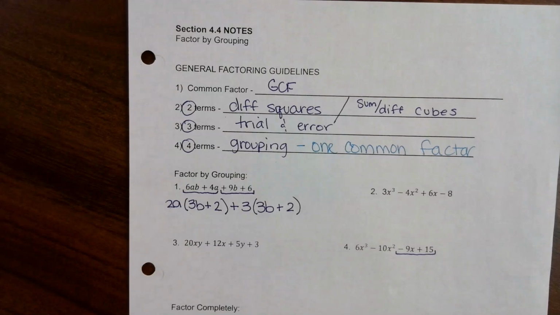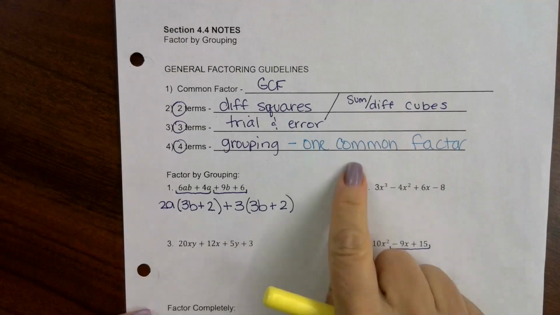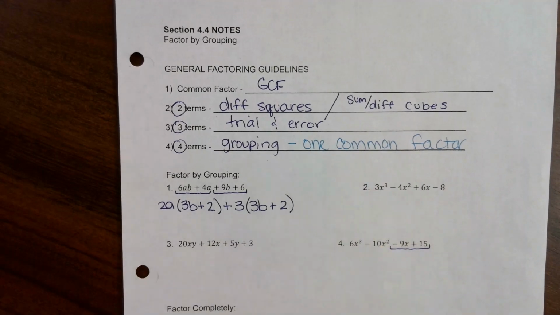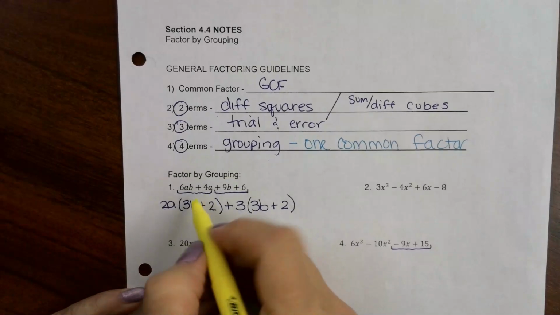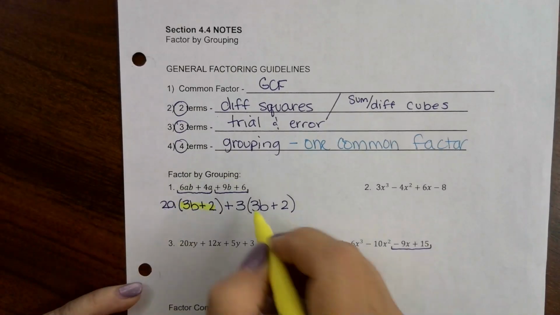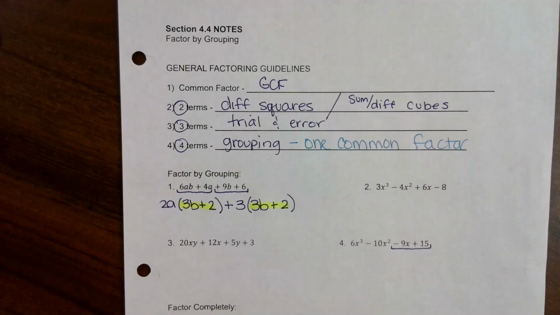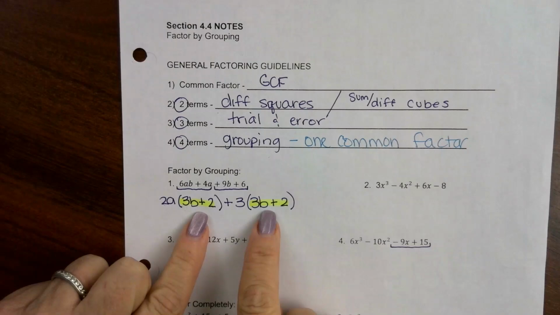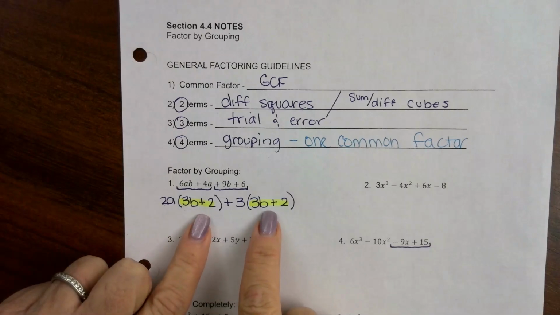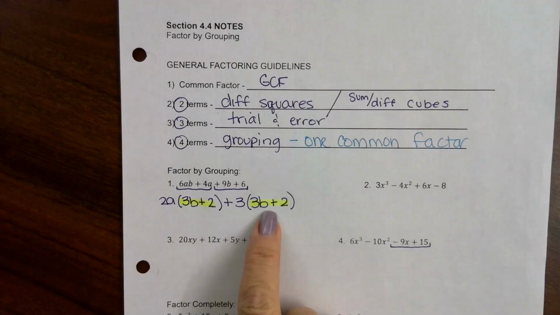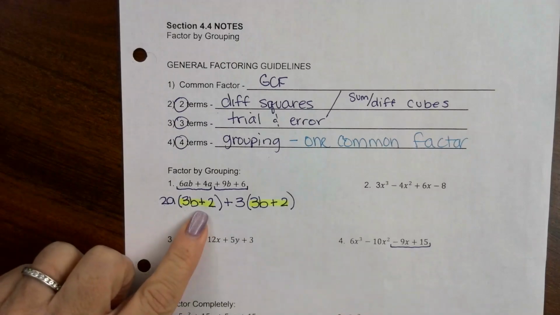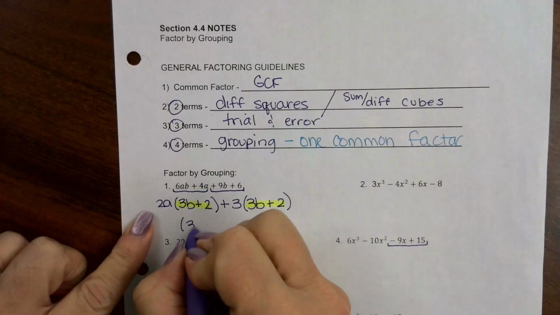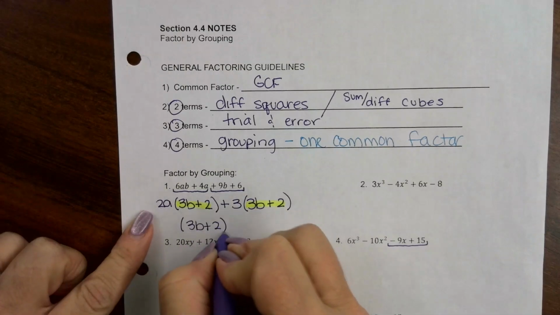Okay, now here's what happened. Remember I said up here our goal is we have to have a common factor. So here is our common factor. I have this 3b plus 2 and 3b plus 2. If you don't have a common factor like this, you probably did something wrong in Algebra 2. So we want to go back and refactor this and make sure that these two things are the same. Now, because they're the same, I'm going to pull this out as one of my factors. So this becomes 3b plus 2.